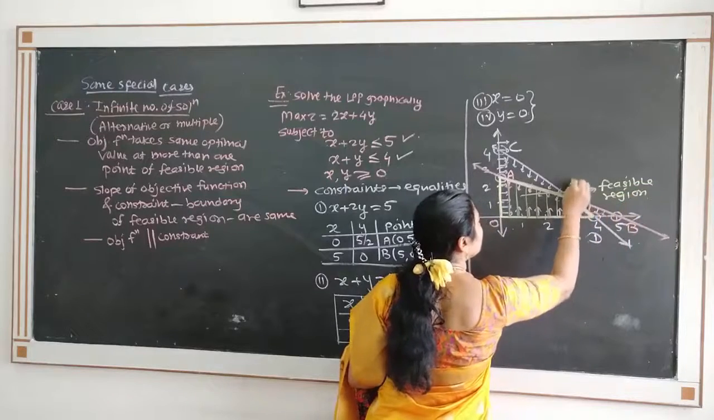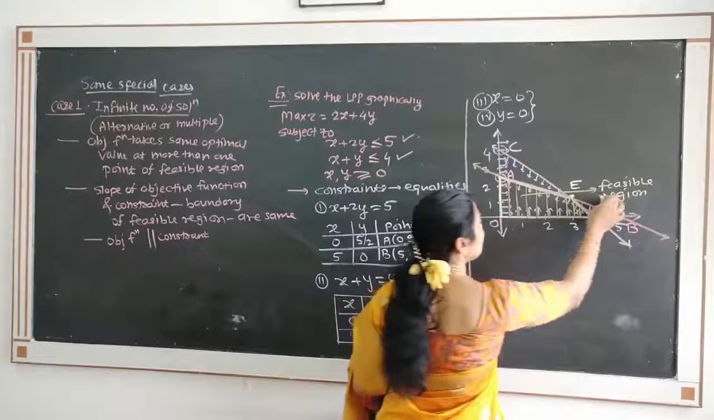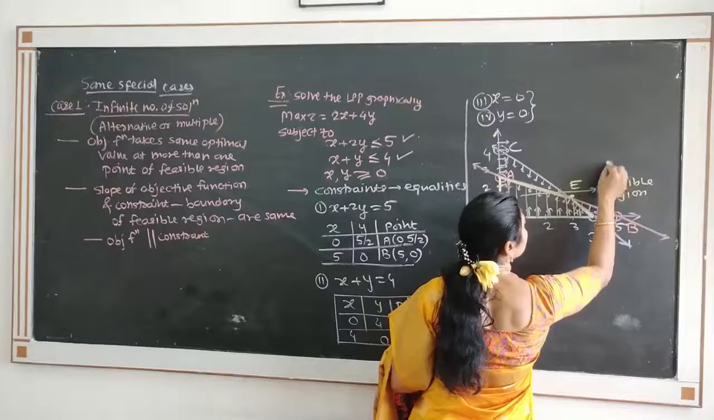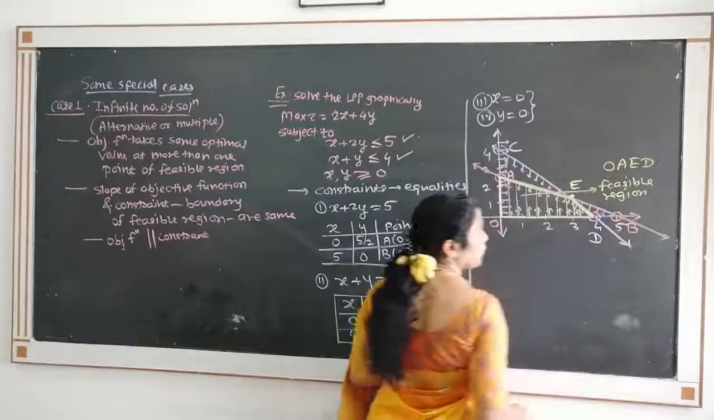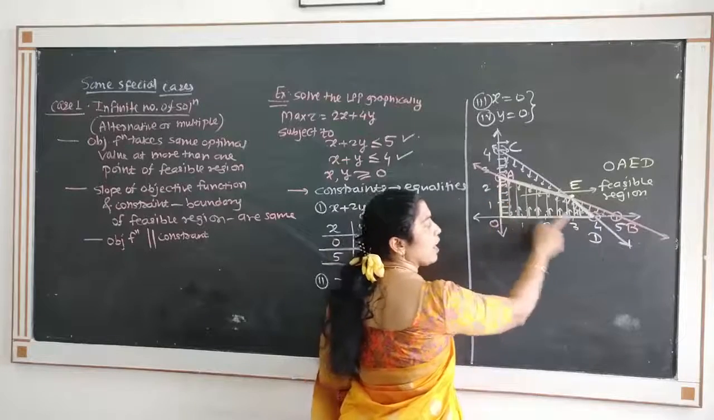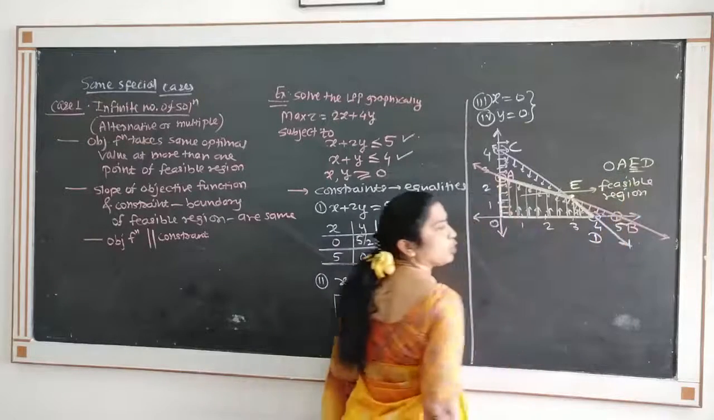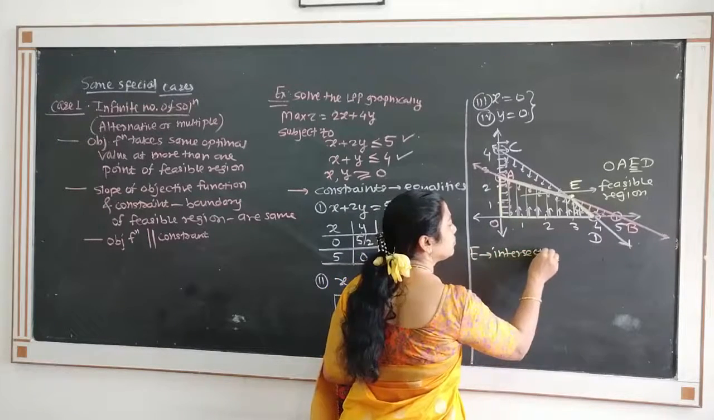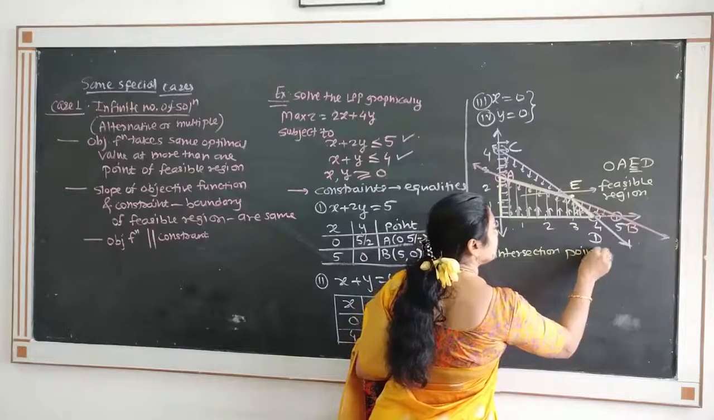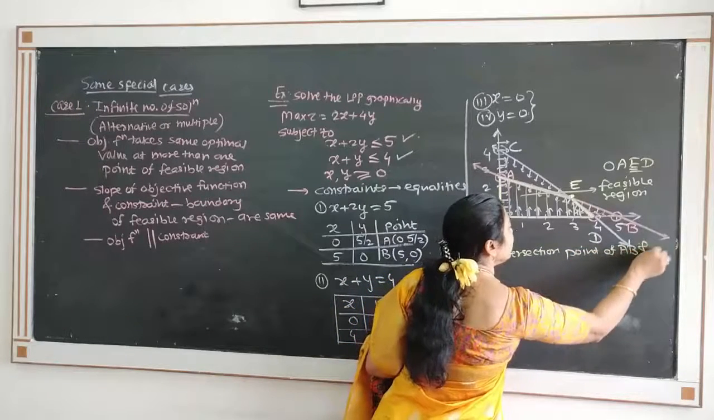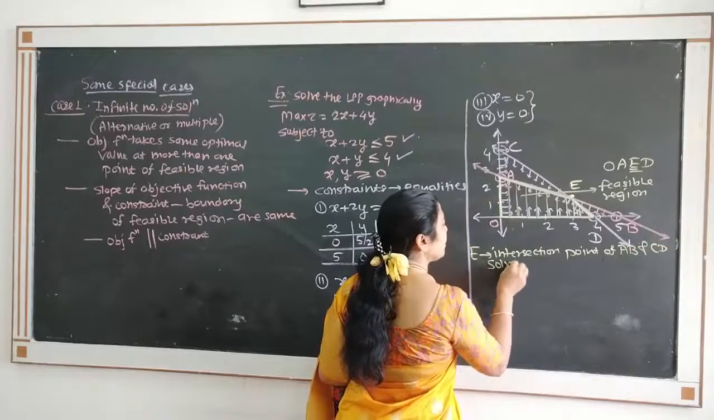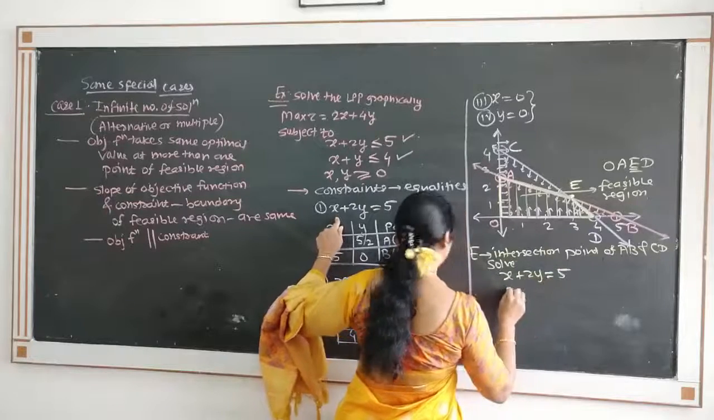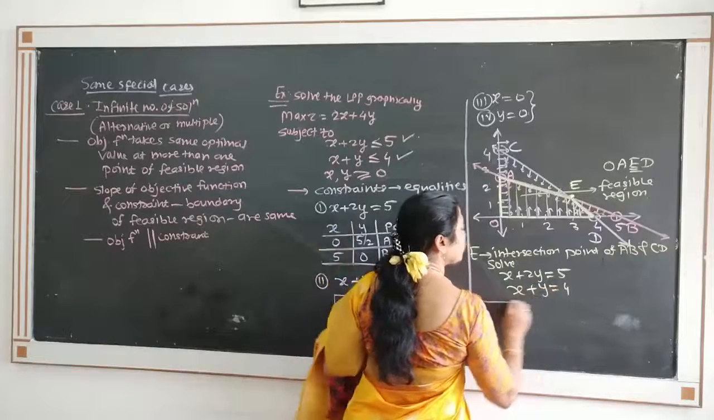Let us give the name E to this intersection point. So what is the feasible region? Feasible region is O, A, E, D. Now we know the coordinates of O, A and D, so it only remains to find the coordinates of E. E is the intersection point of lines AB and CD. So solve the equations simultaneously. Therefore we have x plus 2y equal to 5 as the equation of AB and x plus y equal to 4 as the equation of CD.